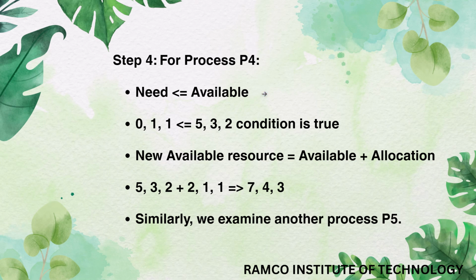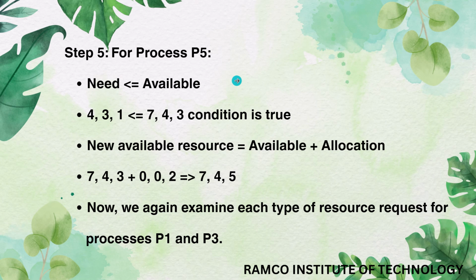After entering the process into the safe sequence, we need to update the available resources using the formula available plus allocation. Here the current available is 5, 3, 2 and the allocation of P4 can be taken from the input value: 2, 1, 1. Just adding these two values, 5, 3, 2 plus 2, 1, 1, the new available resources are 7, 4, 3. Next we can move to the next process.